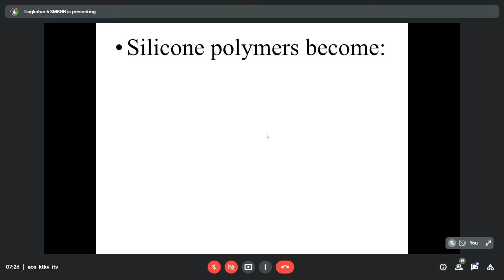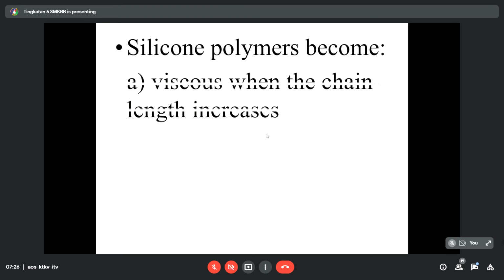Of course, silicone polymers will become viscous when the chain length increases. That means the longer the chain, the more sticky it will become. Viscous means getting less watery, okay? Become sticky, slowly become solid, okay?